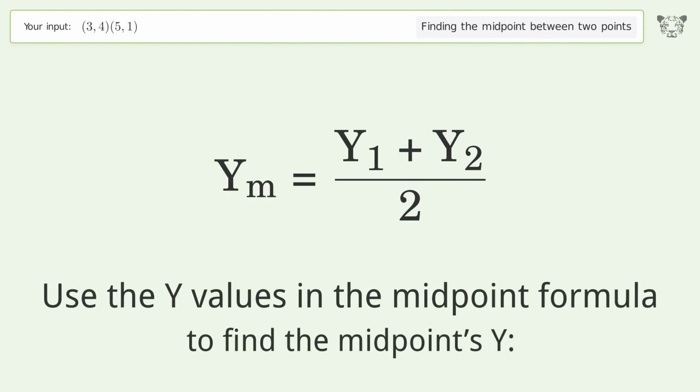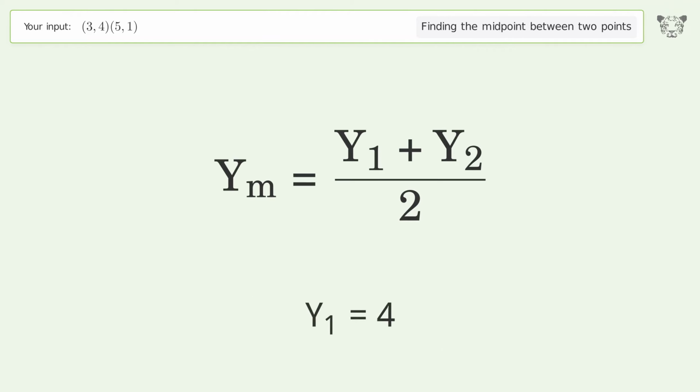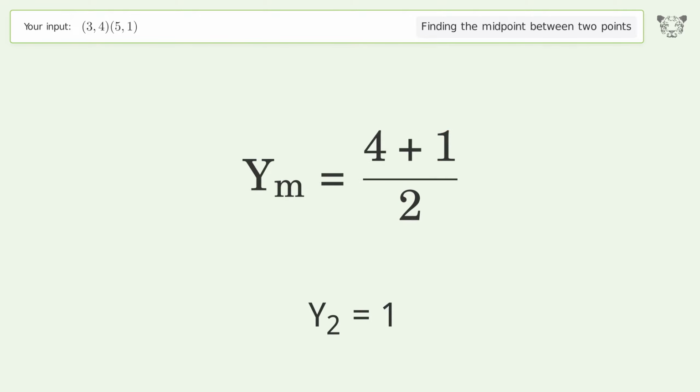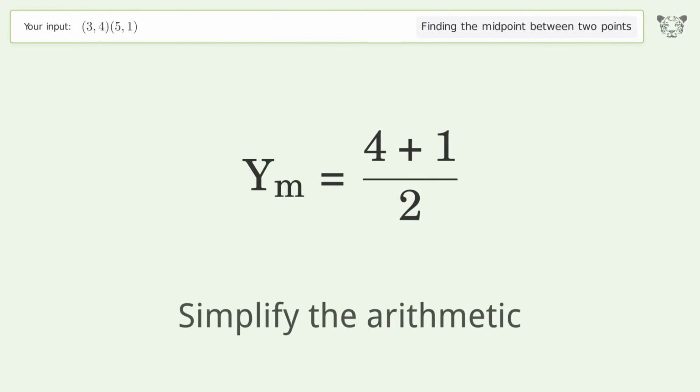Use the y values in the midpoint formula to find the midpoint's y. y1 equals 4. y2 equals 1. Simplify the arithmetic.